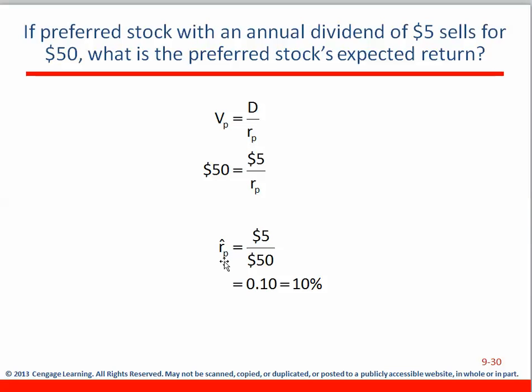And the expected rate of return, just flipping this around and solving for return, the expected rate of return on the preferred is 5 divided by 50. Okay, so that's stock and preferred stock valuation in a nutshell.